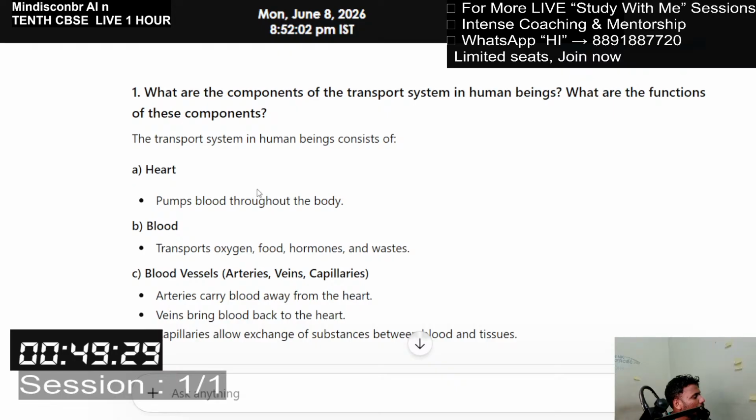The transport system in human beings consists of heart, blood, and blood vessels. The heart pumps blood throughout the body. Blood transports oxygen, food, hormones and wastes. Blood vessels include arteries, veins and capillaries. Arteries carry blood away from the heart. Veins bring blood back to the heart, and capillaries allow exchange of substances between the blood and tissues.